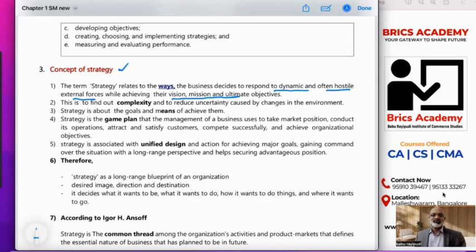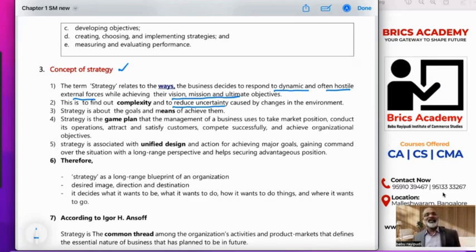Second point, you see: strategy is about finding out complexity and reducing uncertainty. So first of all, I have to study environmental factors. After studying environmental factors, I have to find what the difficulties and complexities are. Then I should have a bunch of actions to reduce uncertainty. You will find complexities in the market only when you study the market. After studying the market, you should be able to find actions to reduce uncertainty. First one is what?